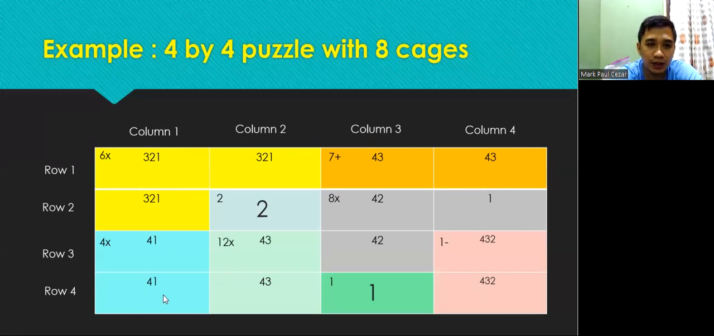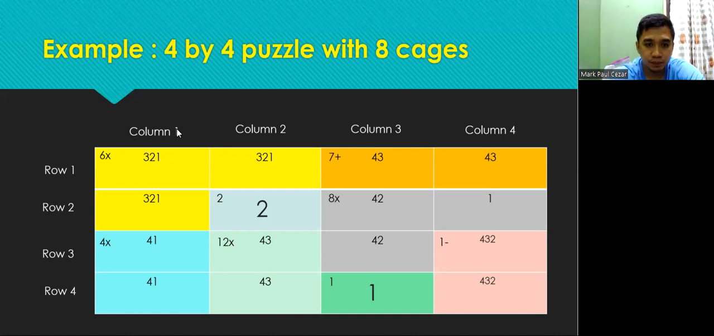Wala daw mauulit sa mga column or mga row natin. So pag naglagay ako ng 2 dyan, if I'm going to put 2 here, possible combination of 2 times 2. So 2 and 2 here is repeated. So it is going to break our rule that there shouldn't be any repeating number. So in column 1, if I'm going to put 2 here and then I'm going to put 2 in this cell, it will break our rule.